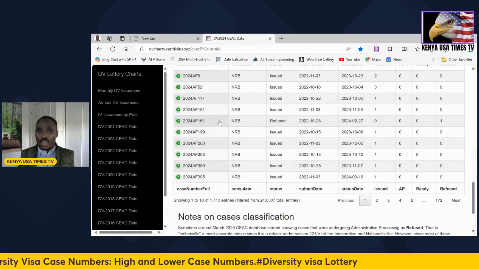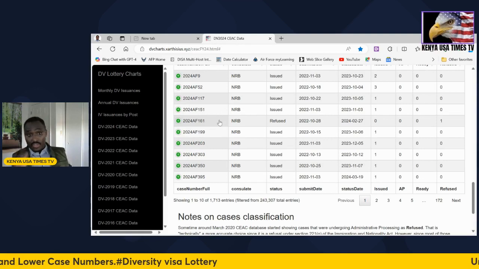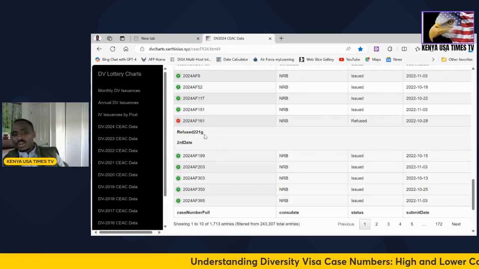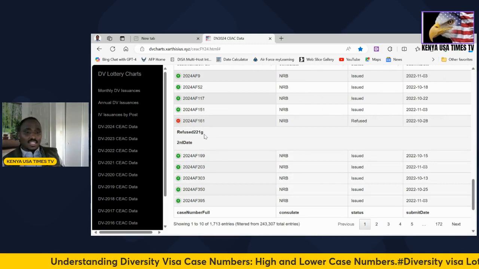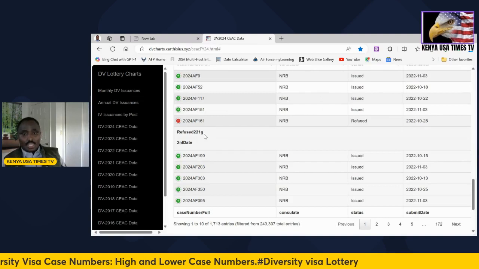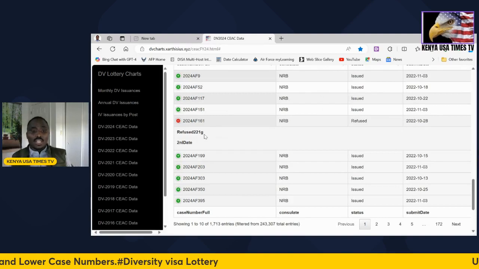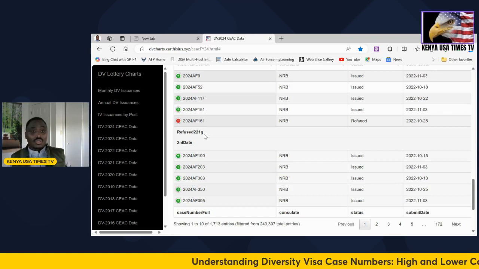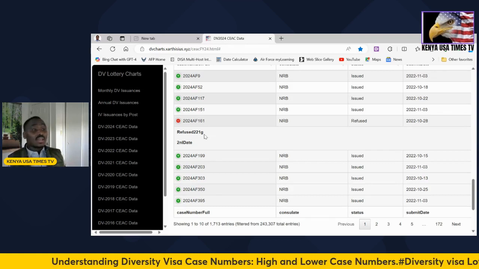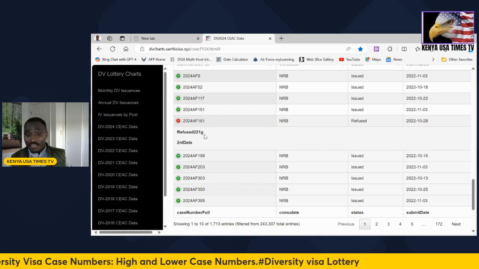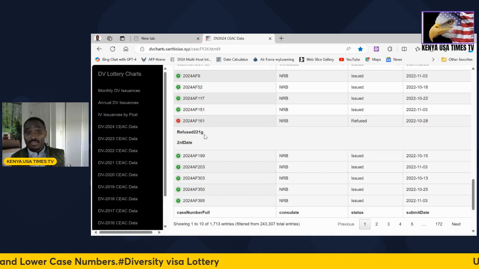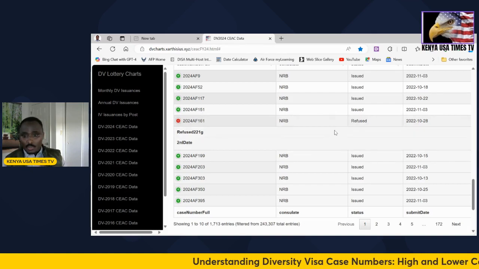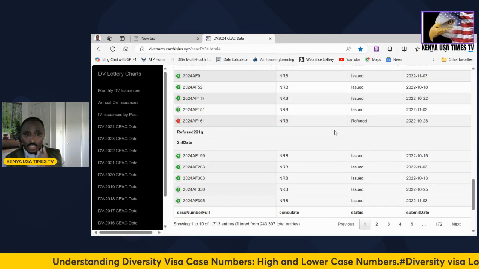And then followed by AF-161, Nairobi. And it's very interesting because this case number was refused. I don't know if this person was placed under 221G or not. Normally this site says refusal, but it doesn't mean that person has been refused the visa. Maybe that person has been placed in what we call administrative processing, AP, which is 221G, because maybe that person never supplied enough documentary evidence to support his or her claim for the visa. It's possible. So you will not find it here that somebody has been placed on AP. So it can be either way.